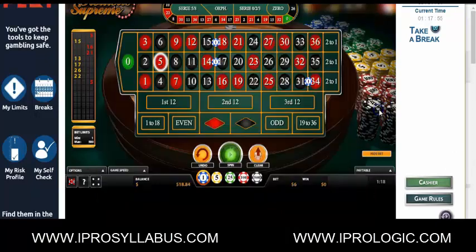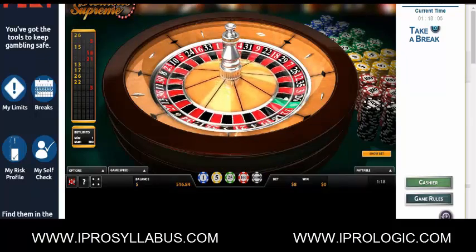Now if you notice, 31 has been covered already. Okay, so we're going to revert to whatever the last number was on the board, which was 5. 26 came down.